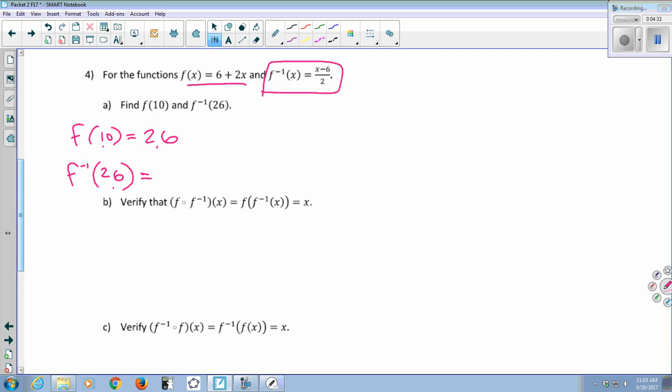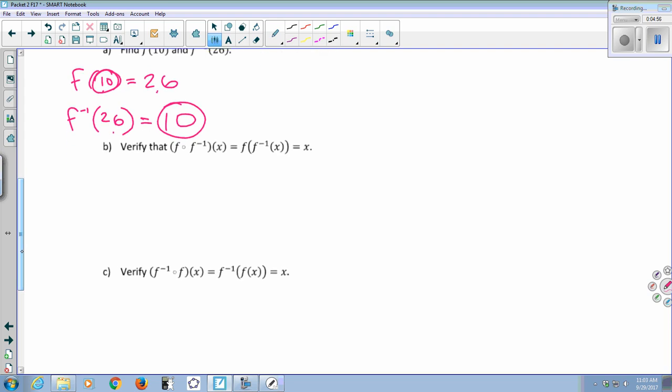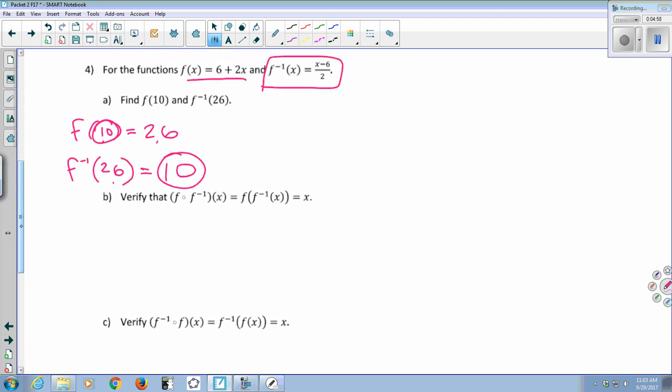Oh, sorry, I'm plugging 26 in. 26 minus 6 is 20 over 2 is 10, right? So I plugged in 10 as my original input, and I got 10 back. So f and f inverse give me a round trip. Let's verify that this works for every single x. f composed with f inverse, right?